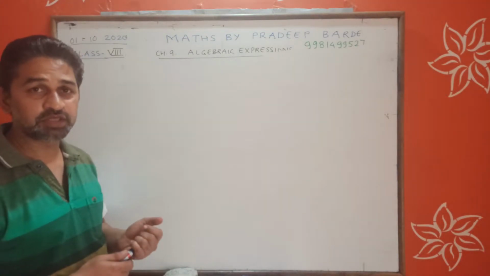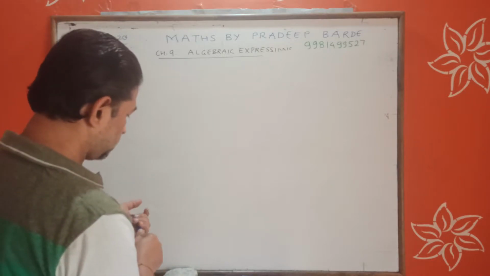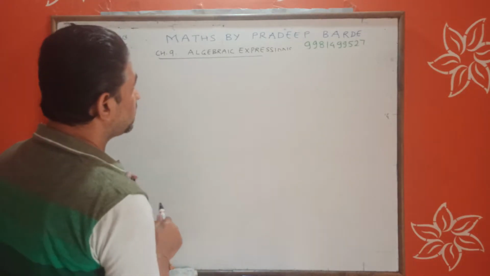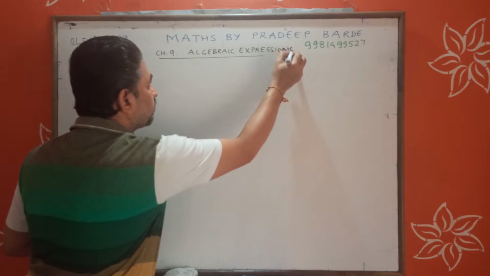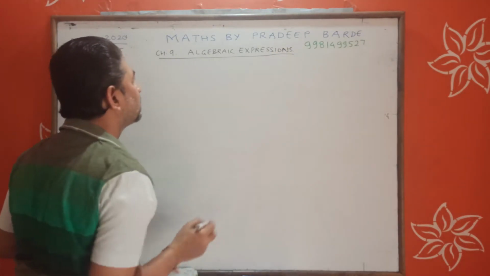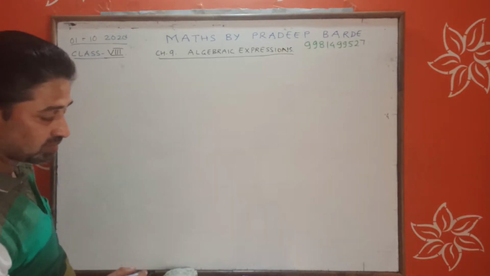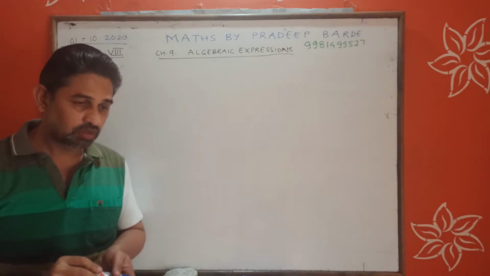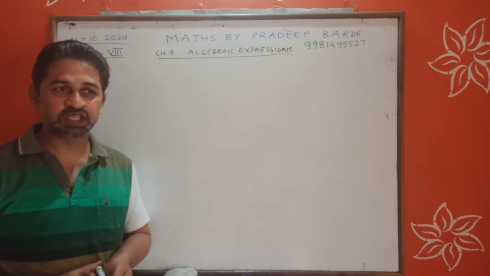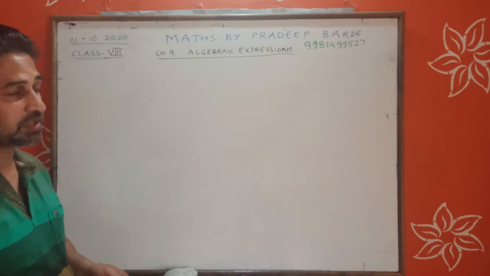Yesterday we started with chapter number 9, that is algebraic expressions. We have already discussed and defined what we mean by algebraic expressions, and we have also seen some examples, and we have also learned how to differentiate the factors and the terms and their coefficients.